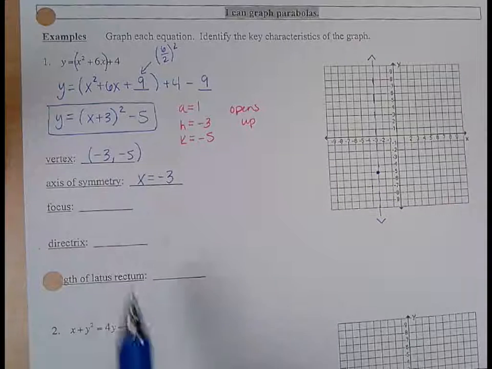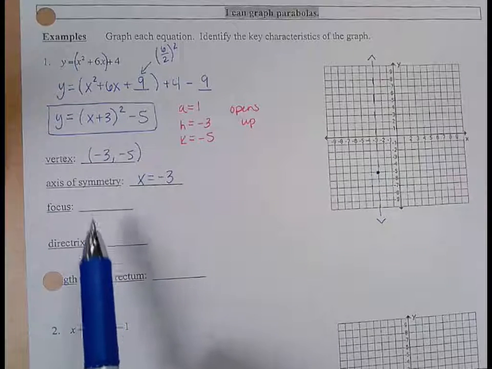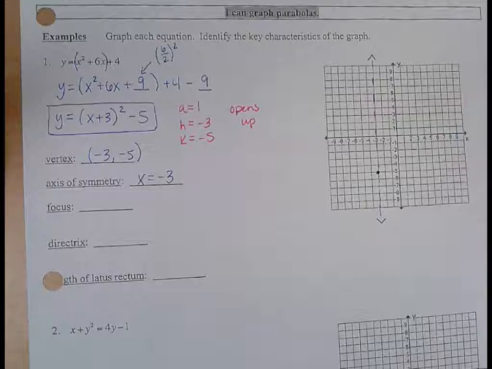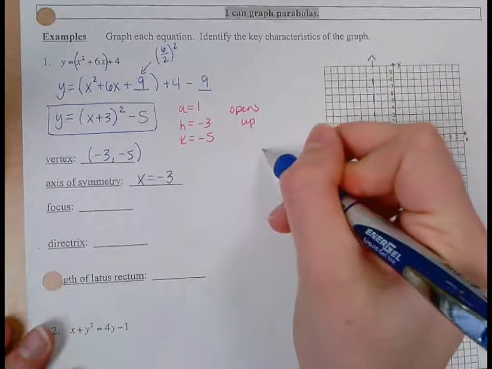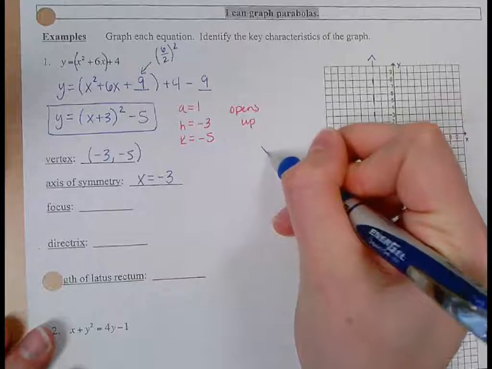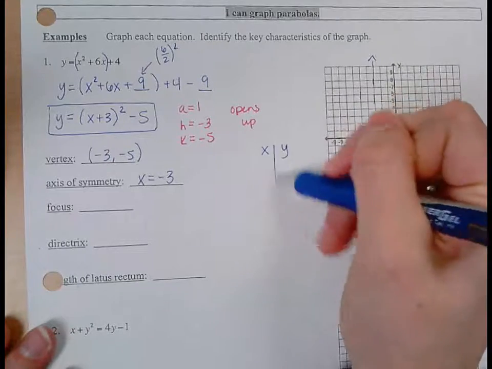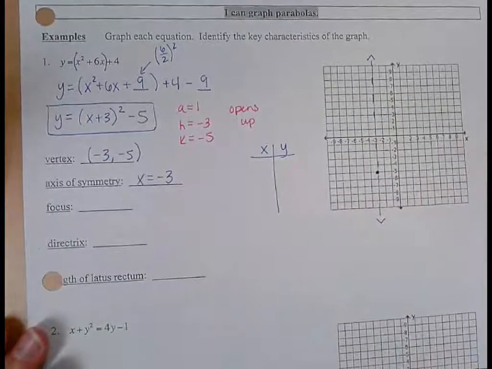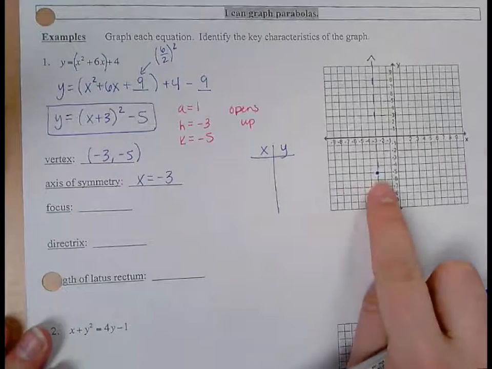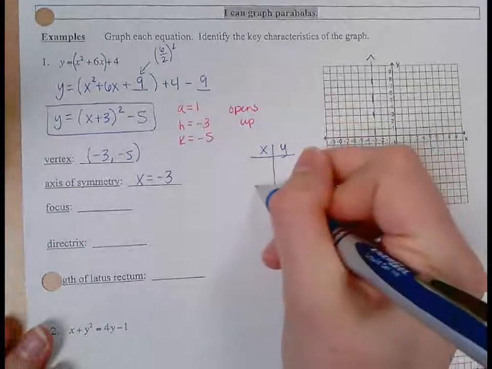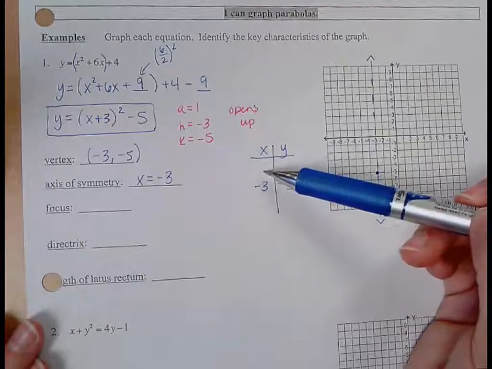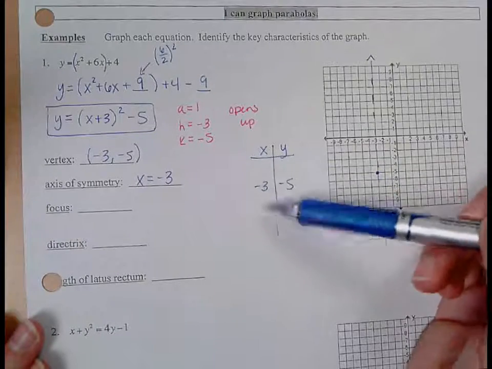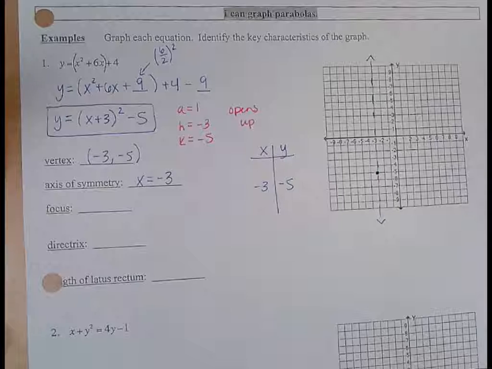And actually, before I move on to finding the focus, directrix, and the length of the latus rectum, I want to draw the parabola in. And in order to actually draw in the curve, I'm asking that you have at least 3 points. We already have 1 because we have the vertex. So we have -3, -5. But I would like you to have at least 1 point on either side of the vertex just to get a better shape for your parabola.